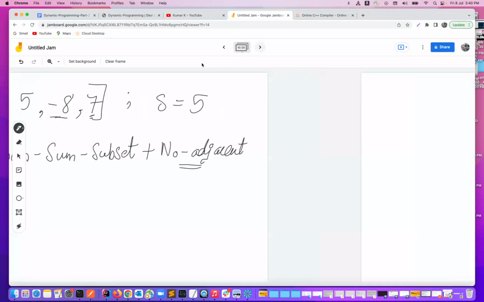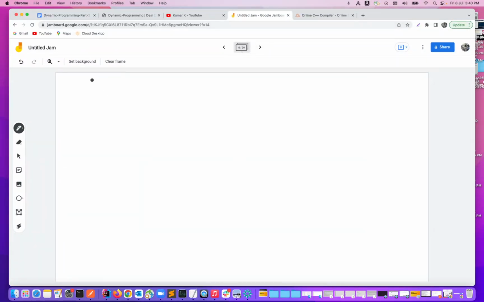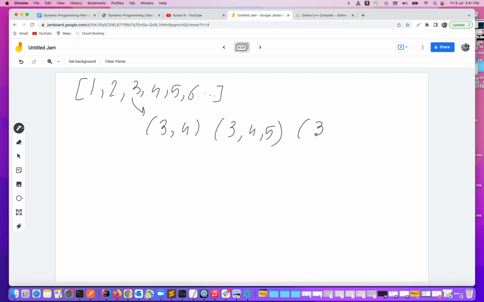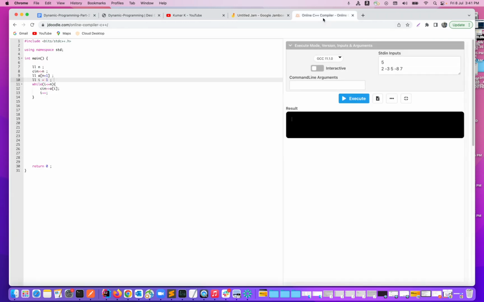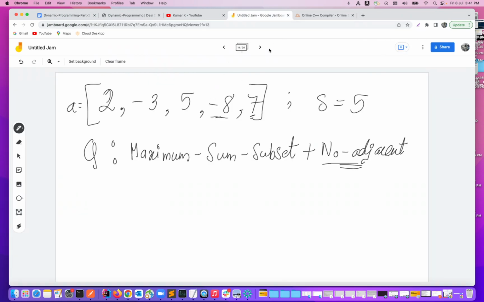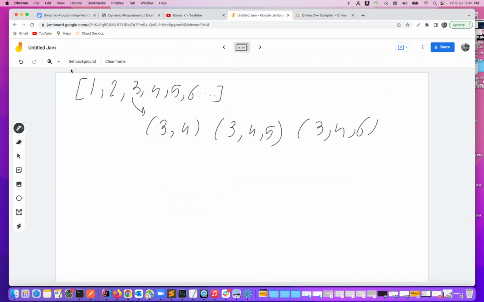For example, say I have an array like this, just taking a small example: 1, 2, 3, 4, 5, 6. What can be the subset? There can be many subsets. Say 3 comma 4 is a subset, 3 comma 4 comma 5 is a subset, 3 comma 4 comma 6 is a subset. But the condition mentioned in the problem is that no two elements should be adjacent in the subset. Adjacent meaning they should not be side by side to each other.